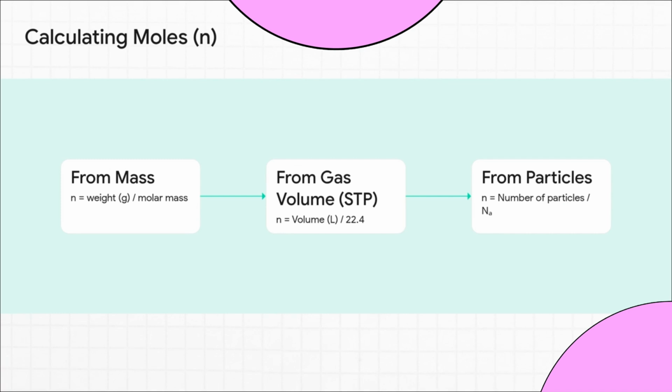So, here's your practical toolkit, your mole calculation cheat sheet. These 3 formulas are your new best friends. If you have the mass of something, you divide by its molar mass to get moles. If you have a gas at standard conditions, or STP, you just divide its volume by 22.4. And if you somehow know the number of particles, you divide by Avogadro's number. Get these 3 down, and you've got this.